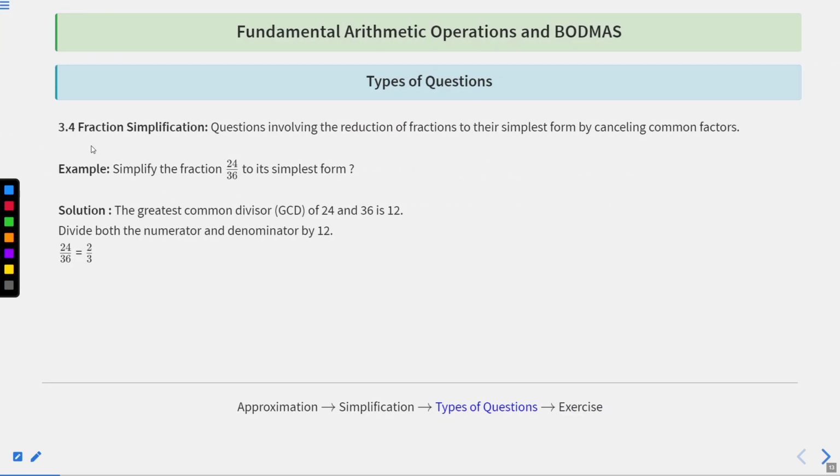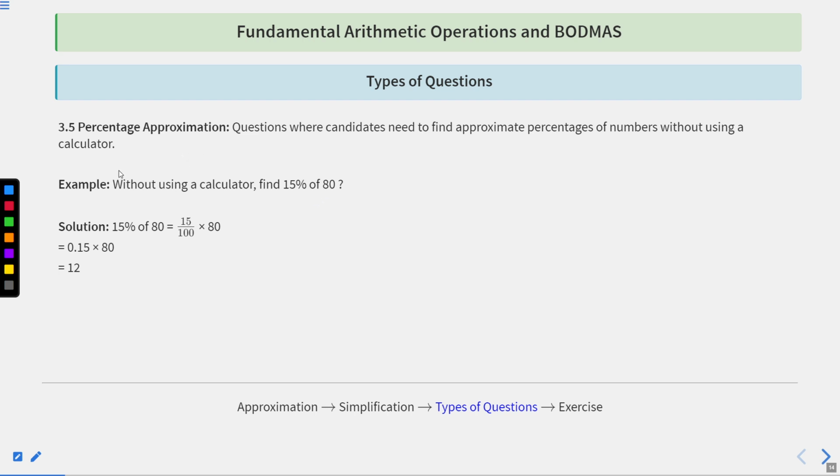Fourth type of questions that are asked is fraction simplification. Questions involving the reduction of fractions to their simplest form by cancelling common factors. So for example, simplify the fraction 24 by 36 to its simplest form. So the solution is the greatest common divisor, GCD, of 24 and 36 is 12. So divide both the numerator and denominator by 12, we get 2 upon 3.